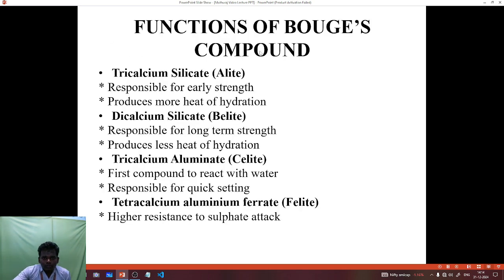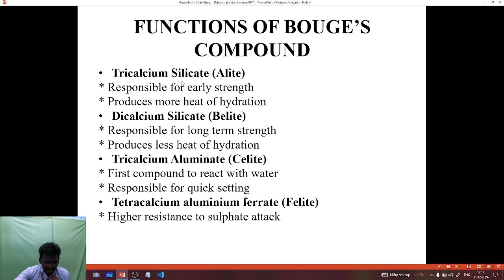Functions of Bogue's compounds. Previously I said there are four major compositions of cement, which are tricalcium silicate, dicalcium silicate, tricalcium aluminate, and tetracalcium aluminoferrite. The tricalcium silicate is also called alite, dicalcium silicate is also known as belite, tricalcium aluminate is also known as celite, and tetracalcium aluminoferrite is also called felite.